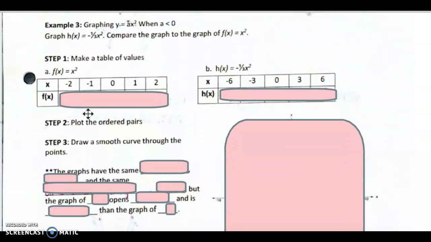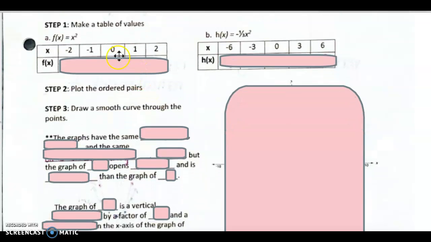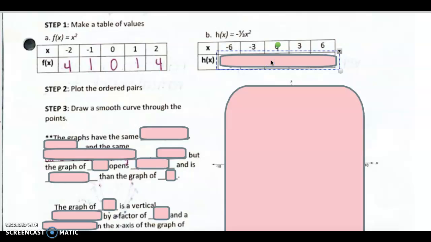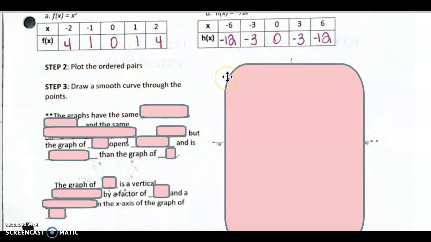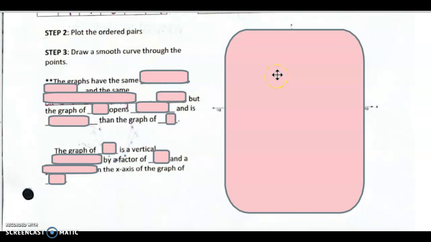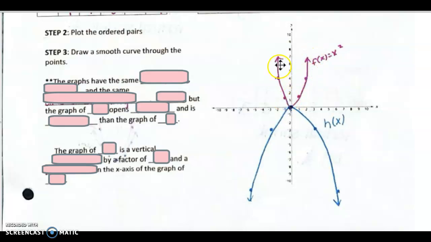Alright, example 3. We want to graph h of x equals negative 1/3 x squared. And then we're going to compare it to the graph of x squared. So same thing, our parent function, those are the values. Now if we type in negative 1/3 x squared in our calculator, or however you're doing it, we get these y values here. So we're going to plot the ordered pairs and draw a smooth curve through the points. So pink is my parent function, blue is our new function.